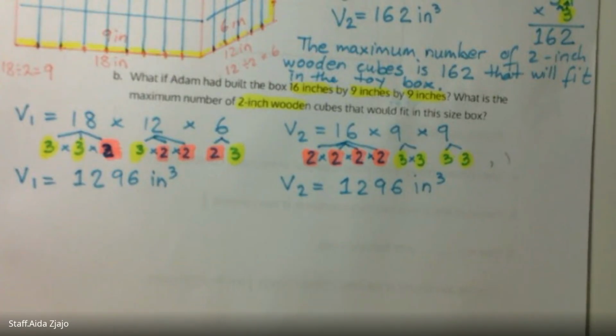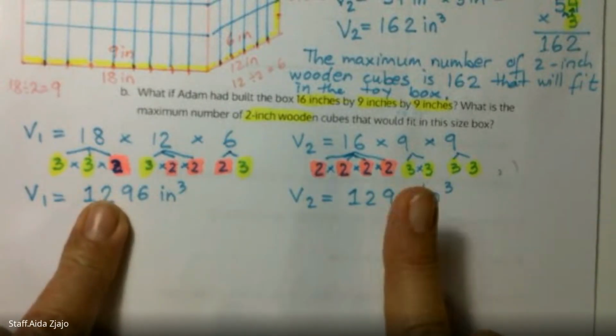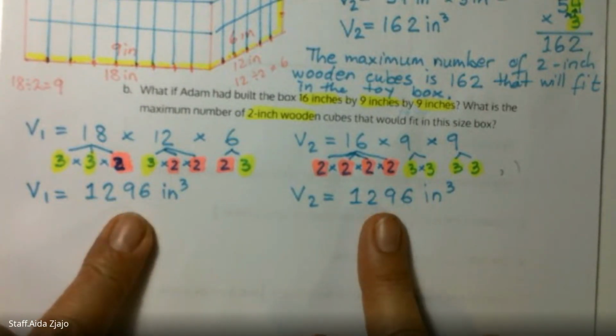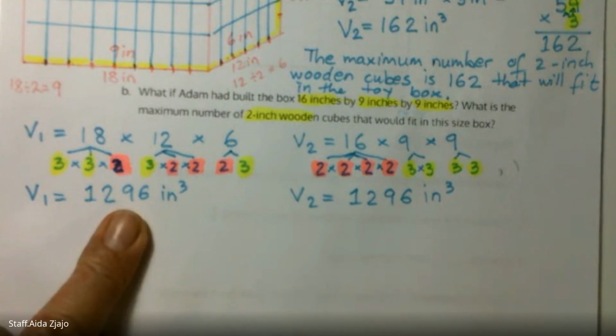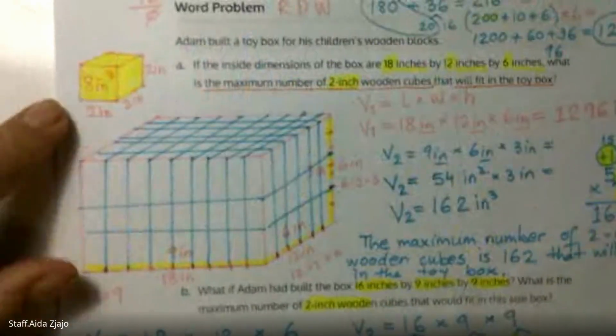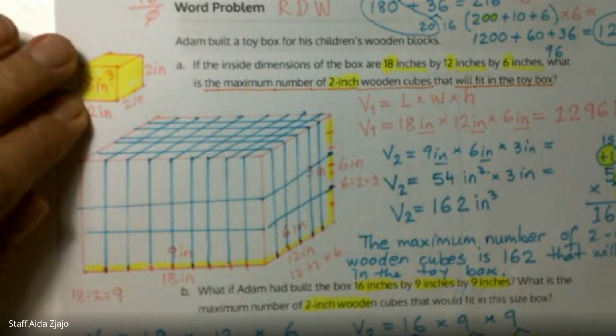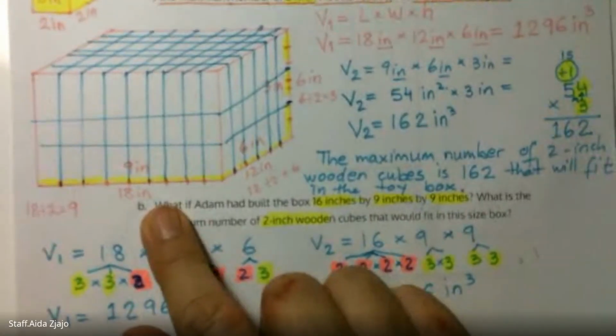So the question is, how many of the 2-inch wooden cubes would fit in? If you think it's the same, we have to prove it. The volume of each box is the same, but can each box fit the same amount of 2-inch wooden cubes of this size? That we can prove.